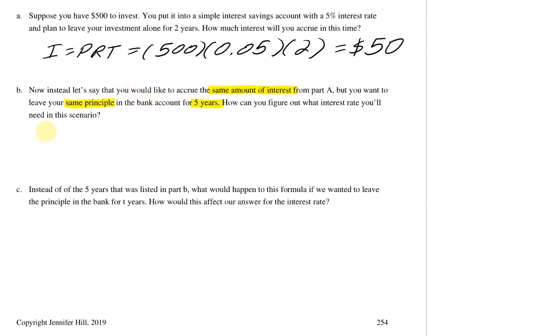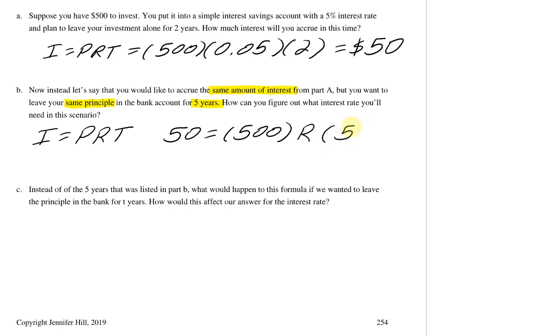Now remember, we're working from the formula I equals PRT. So what information do I have for this particular problem? Well, I want the interest to be the same, so I still want to make $50. I want my principal to be the same, so that's going to be 500. I don't know what I want for my rate, right? But I know that I want my time not to be the same. I want my time to be 5 years.